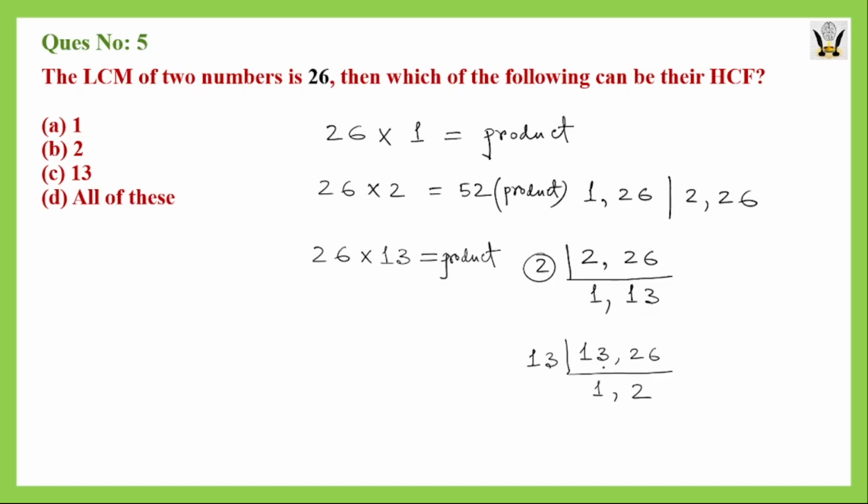And when we multiply 13 and 26, these two numbers, again that is the same as the multiplication result of their LCM and HCF value. So what we can conclude is that those two numbers could be 13 and 26, and another possibility of having HCF of those two numbers is 13. So 1, 2 and 13, all these values could be their HCF. So our correct option will be all of these.